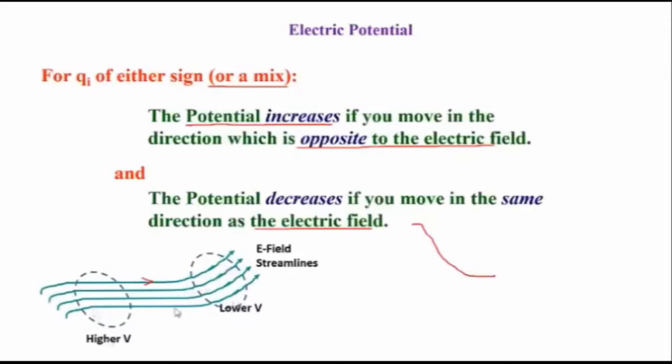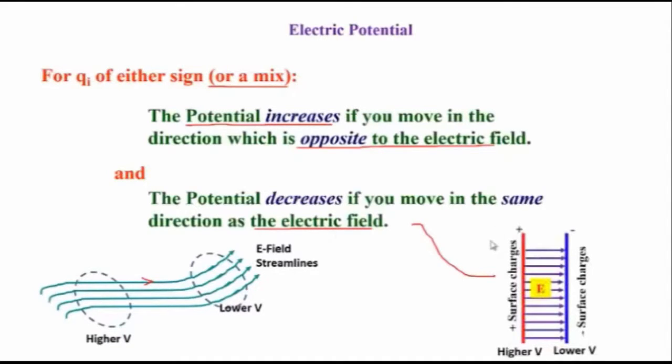If you go in this direction, you're going from higher to lower in terms of potential. The same thing goes for just a uniform electric field. So for example, if you have these plus and minus charge sheets, you remember the E field is uniform in here, and it goes from the plus charge sheet to the minus charge sheet. And so I've shown these as these arrows here.